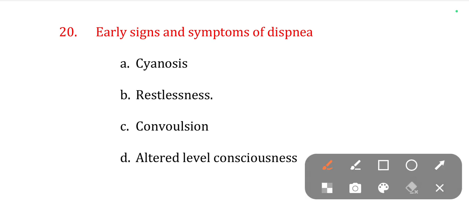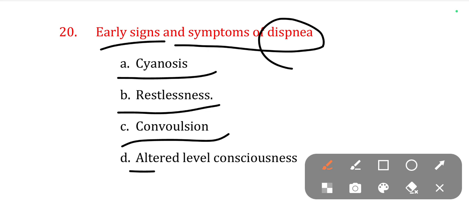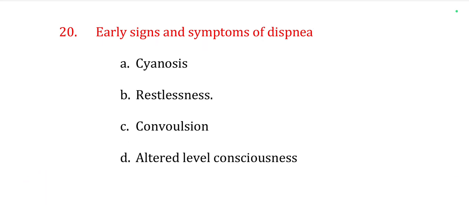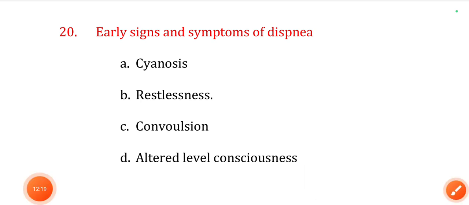The next one is early signs and symptoms of dyspnea. Options are cyanosis, restlessness, convulsions, altered level of consciousness. The right one is restlessness. So when the person is having restlessness, this is an early sign and symptom of dyspnea.